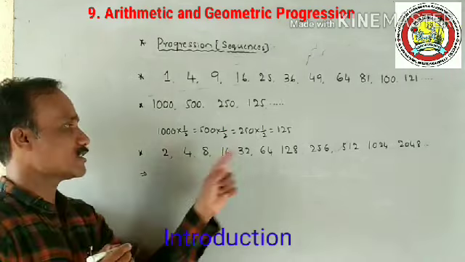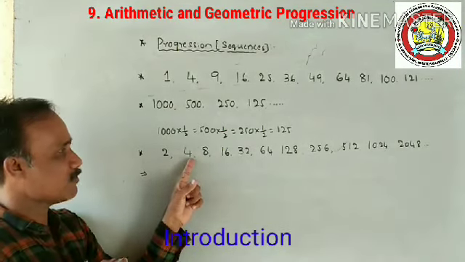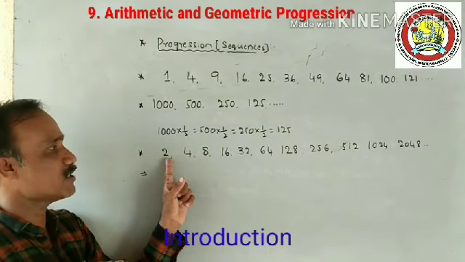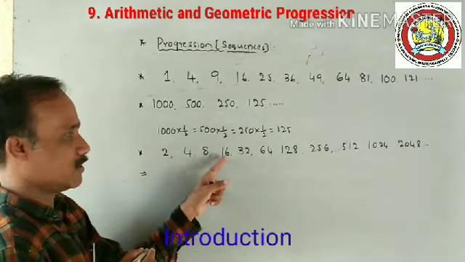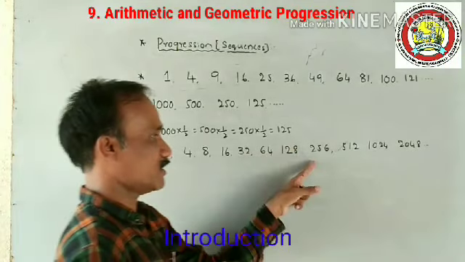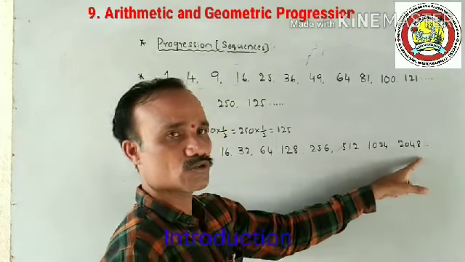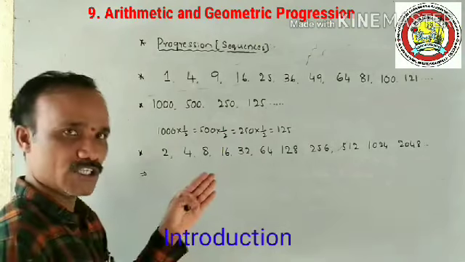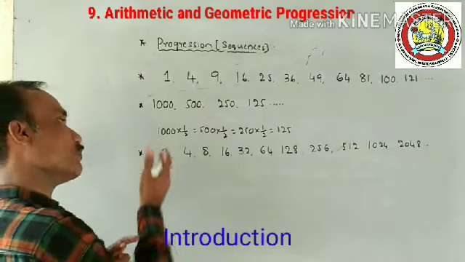Yes. How will you get the succeeding term? What is the previous term of this one? We multiply by 2 continuously. So 2 into 2 is 4, 4 into 2 is 8, 8 into 2 is 16, 16 into 2 is 32, 64, into 2 is 128, into 2 is 256, into 2 is 512, into 2 is 1024, into 2 is 2048. So the succeeding term of this progression is obtained by multiplying its previous term by 2.